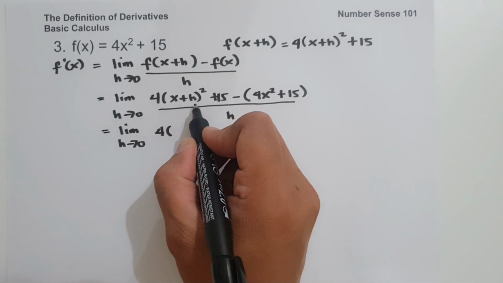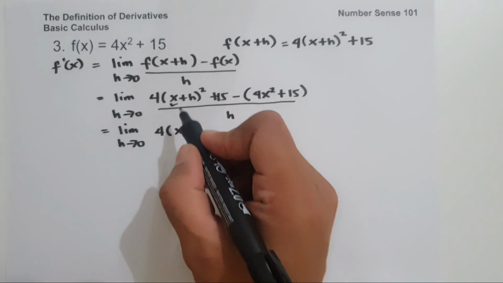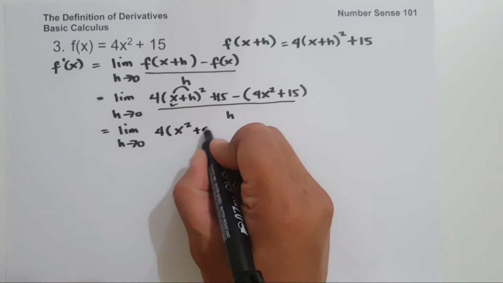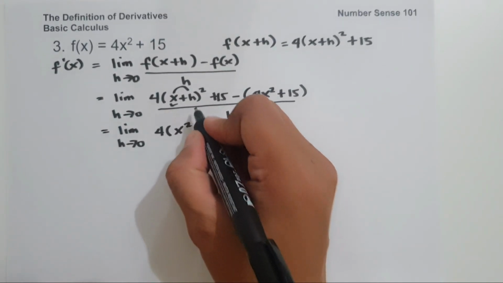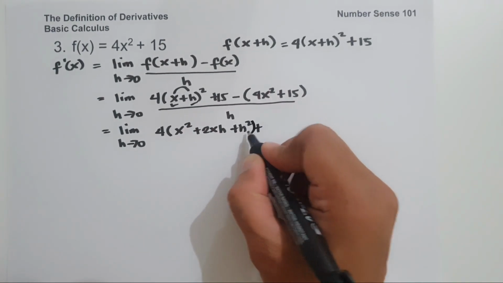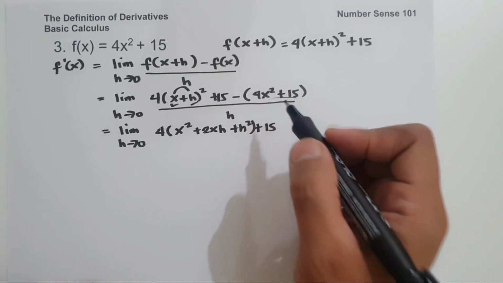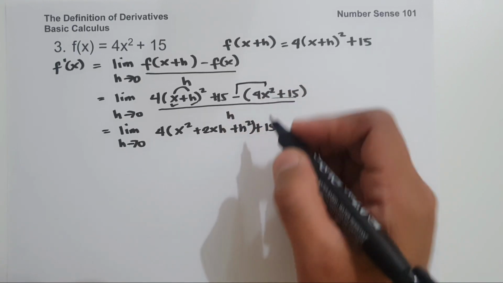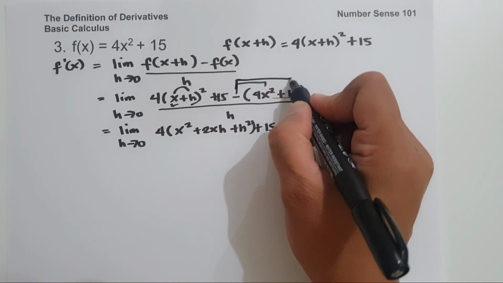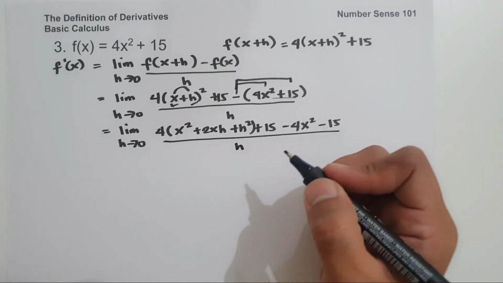We have a square of binomial: x times itself, that is x squared. x multiplied by h is xh times the constant 2, that is 2xh. And then h multiplied by itself is h squared, plus, let us rewrite 15. And then let us distribute the negative sign inside the parentheses. Negative multiplied by 4x squared is negative 4x squared. Negative multiplied by positive 15 is negative 15, all over h.